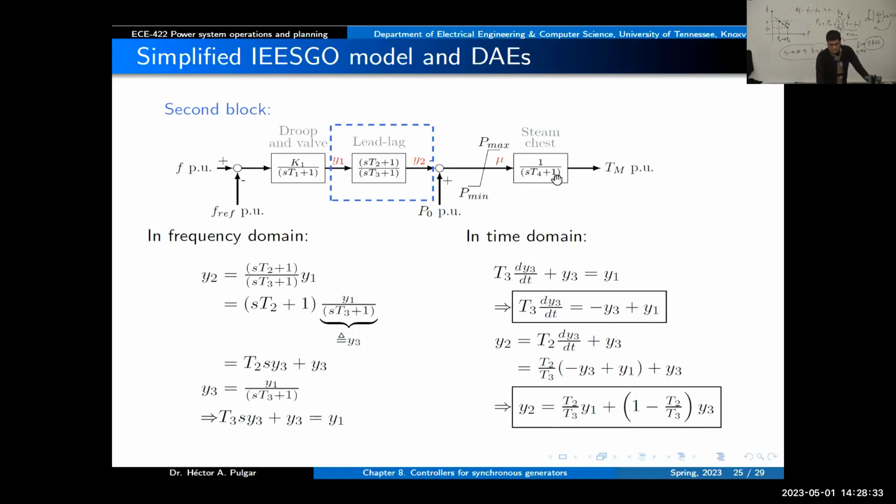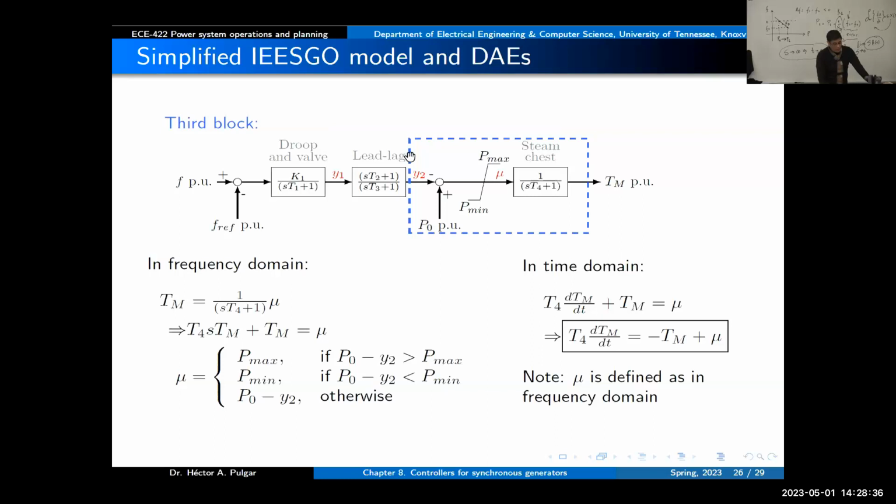For the last part, that's very simple again. We need to get the input, mu. But the input mu will depend on the value of P0 minus Y2. If P0 minus Y2 is greater than P max, then we're going to set that value to the maximum. If this is smaller than P min, we're going to set that value to the minimum. Otherwise, we're going to make mu equal to P0 minus Y2. So mu will be exactly what we determine based on the droop characteristic.